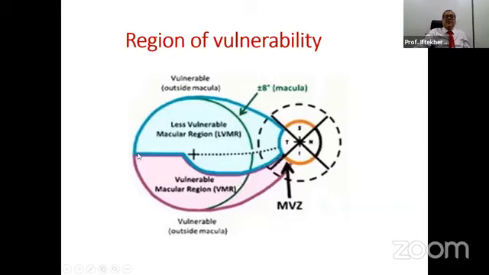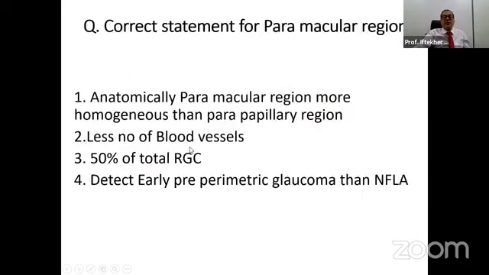Now, the arcuate region nerve fibers are vulnerable because when they exit the optic nerve head, the lamina cribrosa pores are wide and the sub-pore tissue is less. So in the disc region, arcuate fibers are vulnerable to intraocular pressure. And among the superior and inferior regions, the inferior arcuate fibers are more vulnerable than the superior region.